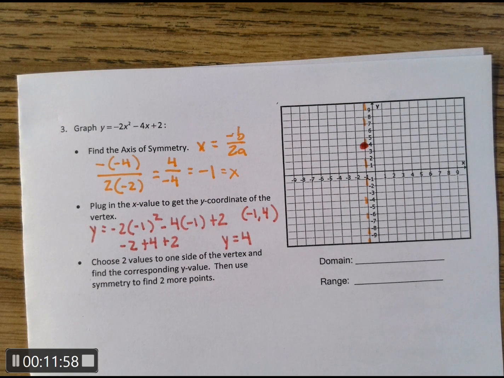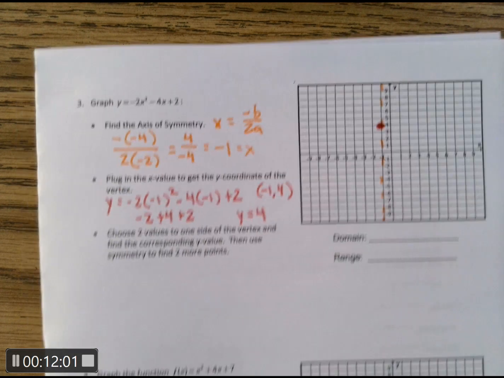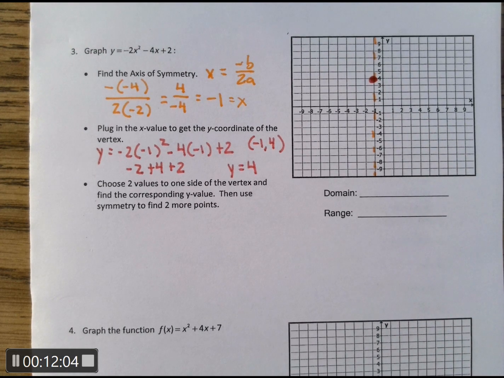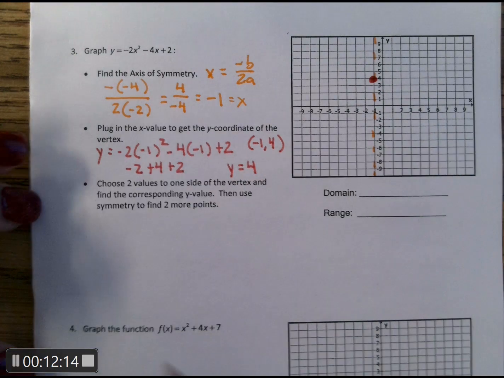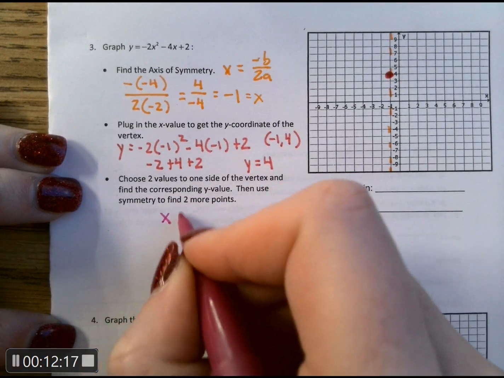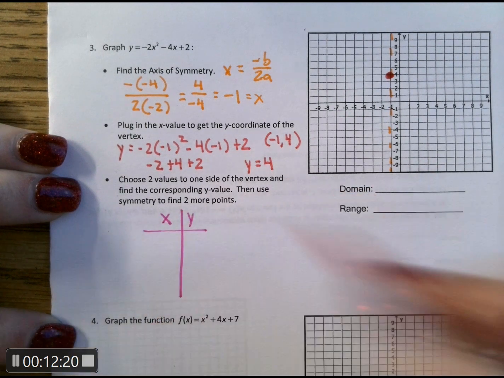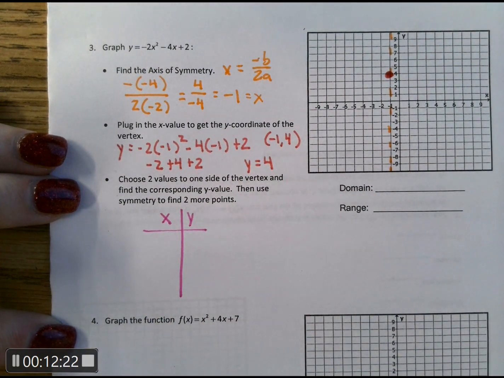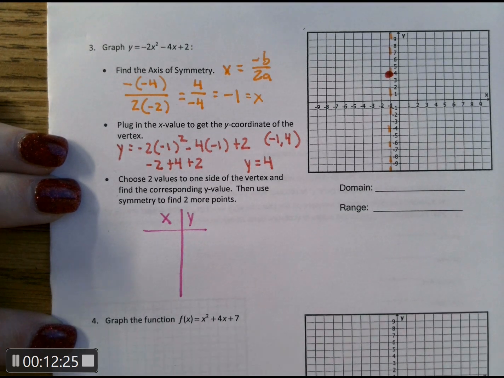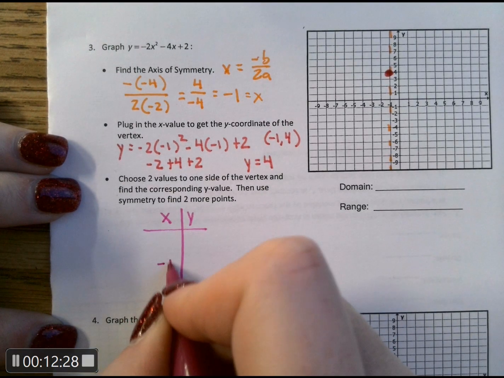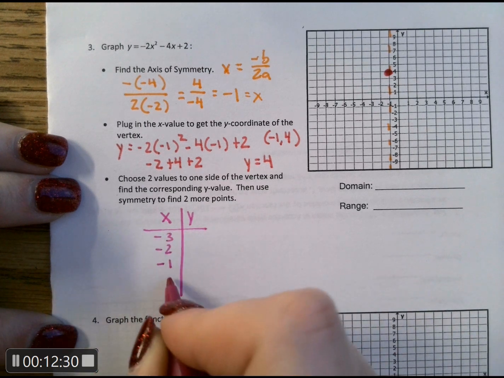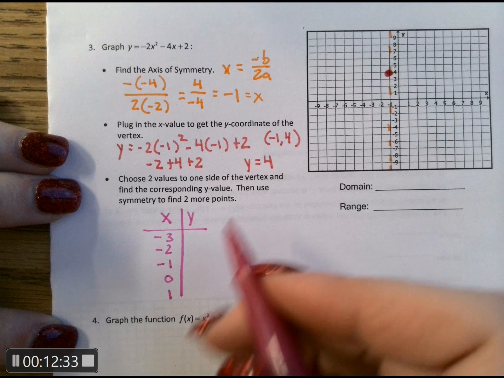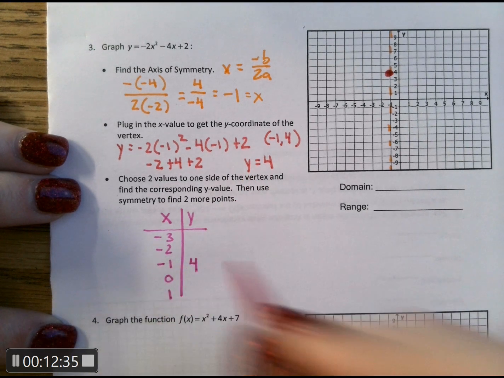Alright. Now here comes the fun part. Alright, we need to choose 2 values to one side of the vertex and find the corresponding y value. Then use symmetry to find 2 more points. Okay? So what this means is that we need to create a table of values. Make sure your vertex is in the middle, meaning negative 1 for x. So negative 3, negative 2, negative 1, 0, 1. And our y value for negative 1 was 4.